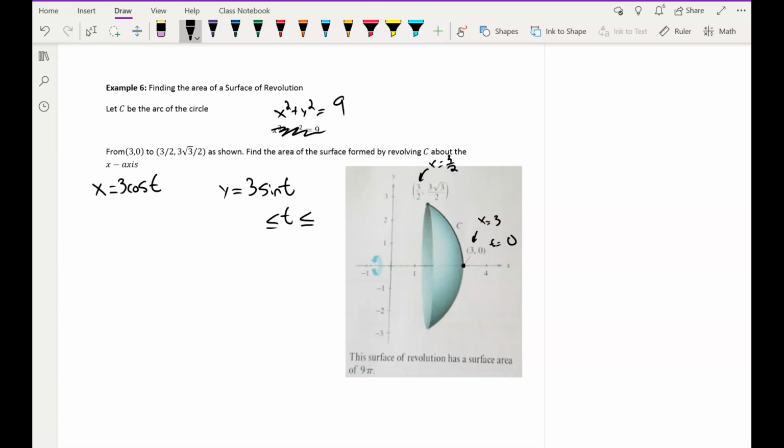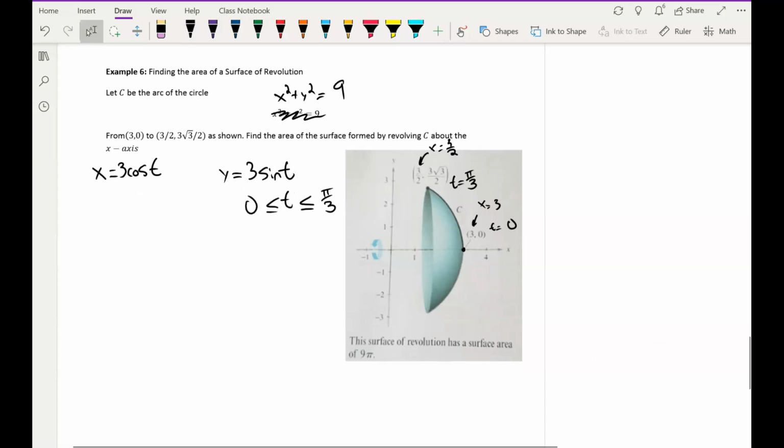So t equals 0. Now, if we plug in 3 halves for x, divide by 3, that's the same as multiplying by 1/3. That's 3 over 2 times 1/3, that's 3 over 6, or 1/2. So when is cosine of t equal to 1/2? And the answer is at pi over 3. So those are our limits that we've just set up. This happens when t equals pi over 3.